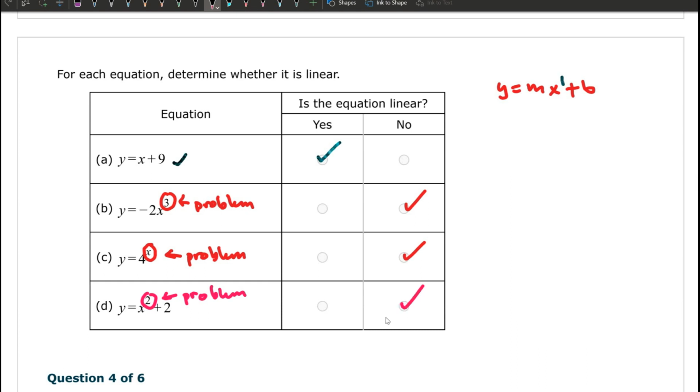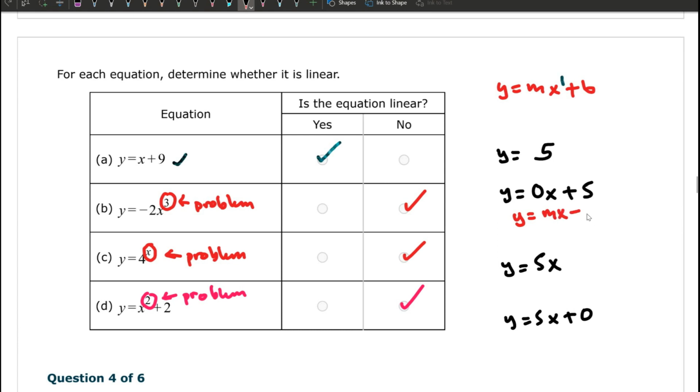Besides that, I just want to emphasize a few more things. Y equal to 5. Is this a linear equation? The answer is yes. This is y equal to 0x plus 5. It's still a linear function. How about y equal to 5x? The answer is yes. This is still y equal to 5x plus 0. It's in the form of y equal to mx plus b, with x to the first power.